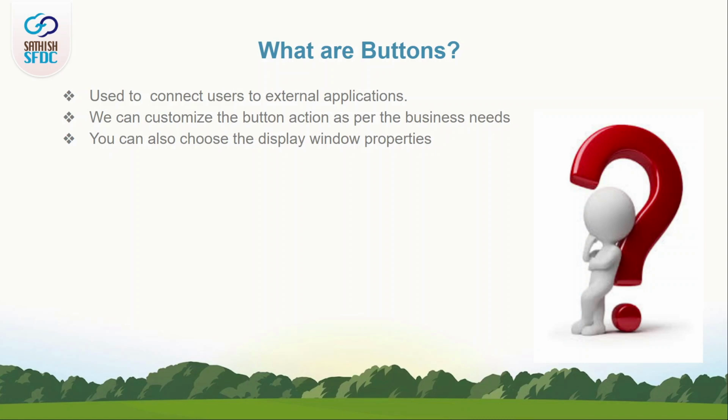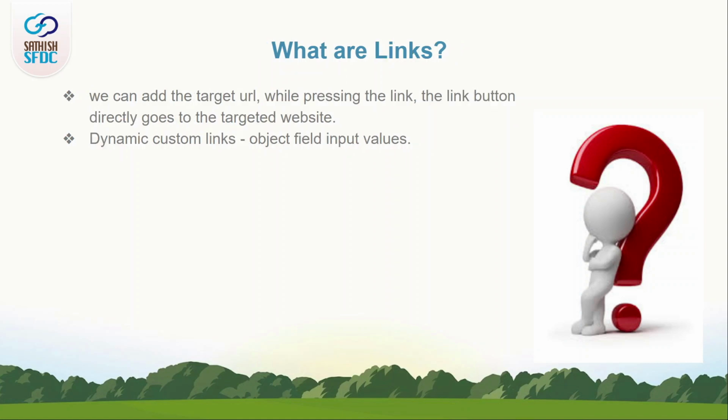You can also choose the display windows property to determine how the window displays to the users, like in the same window or a separate window. You can add the target URL while pressing the link. The button redirects to the targeted website. We can also add dynamic custom links based on the object field's input values.